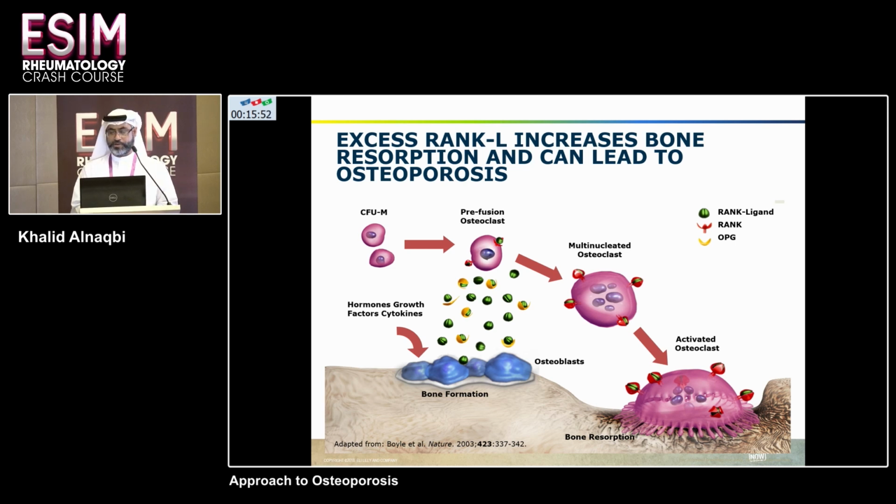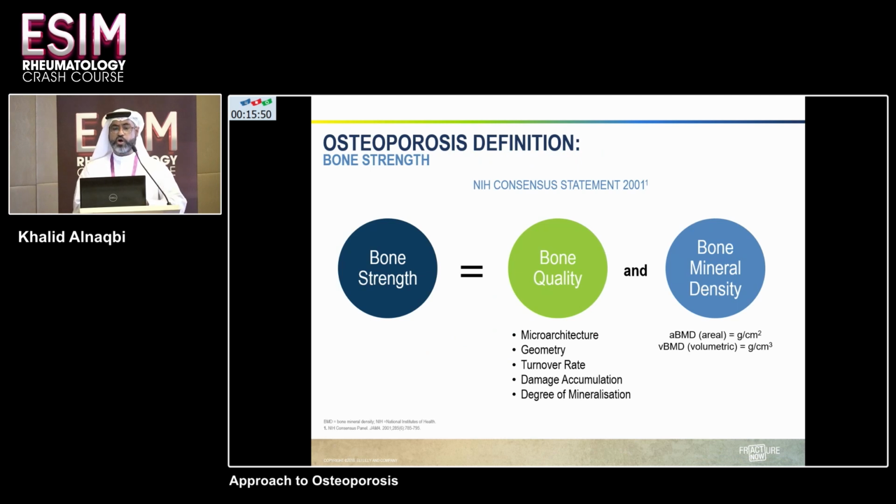So the osteoporosis definition is the bone strength. Basically, bone strength depends on bone quality and bone mineral density. The bone quality is related to microstructure, geometry, turnover rate, damage accumulation, and degree of mineralization. The bone mineral density is related to areal bone mineral density, here measured by gram per centimeter square, and the volumetric BMD is measured by gram per cubic centimeter.